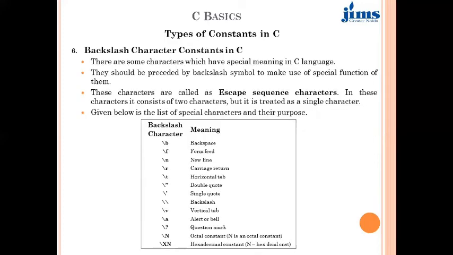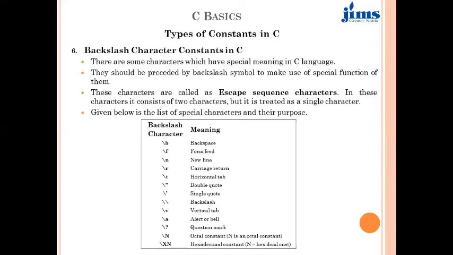Backslash character constant, very important, you must know. In the C programming language, you will use this very frequently. There are some characters which have special meaning in C language. They should be preceded by a backslash symbol to make use of their special function. These characters are called escape sequence characters. They consist of two characters, but are treated as a single character.